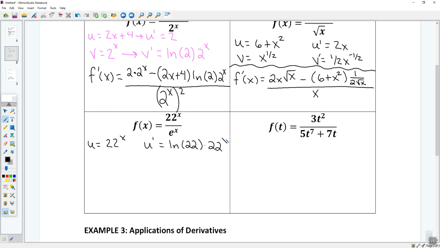How many agree on the u and u prime? Okay, anybody messes up v and v prime on this, I'll be upset. Go, Gibby, don't mess this up. It's just e to the x. Both of them, right? Yeah.